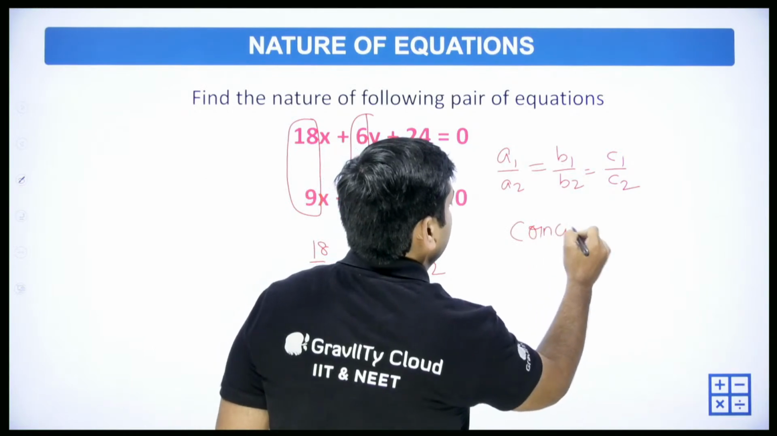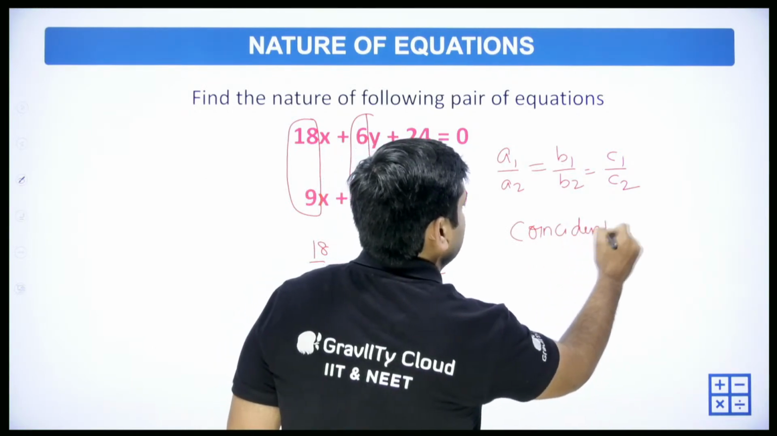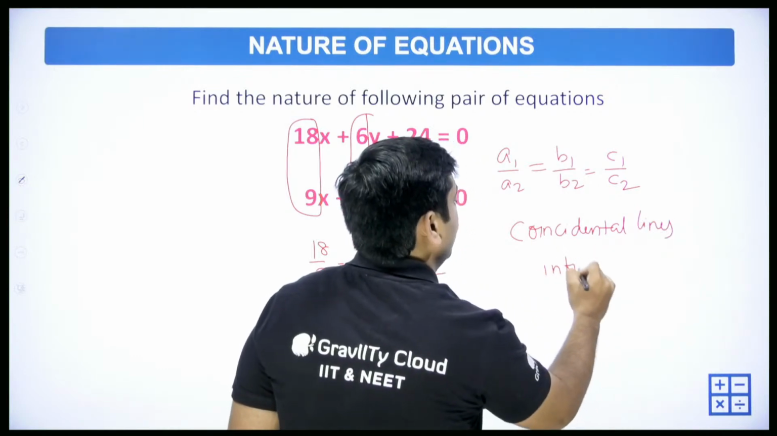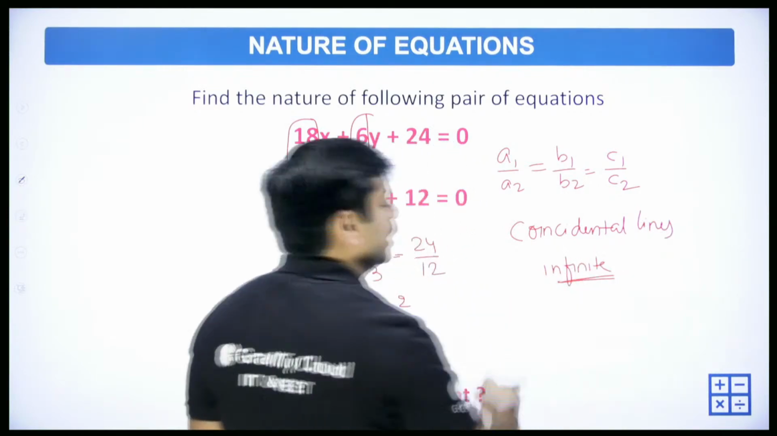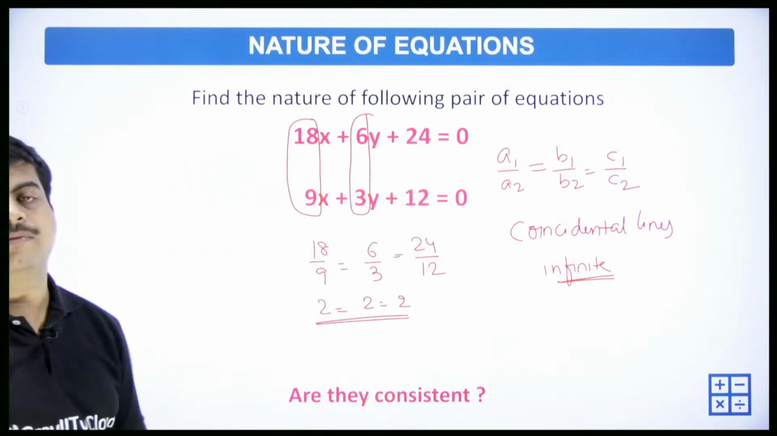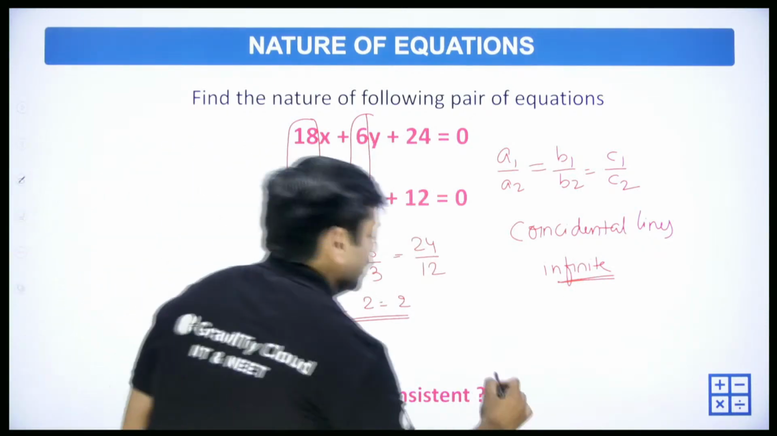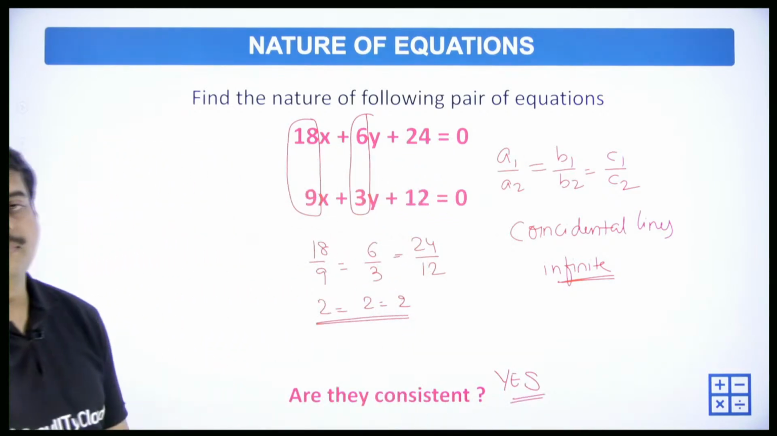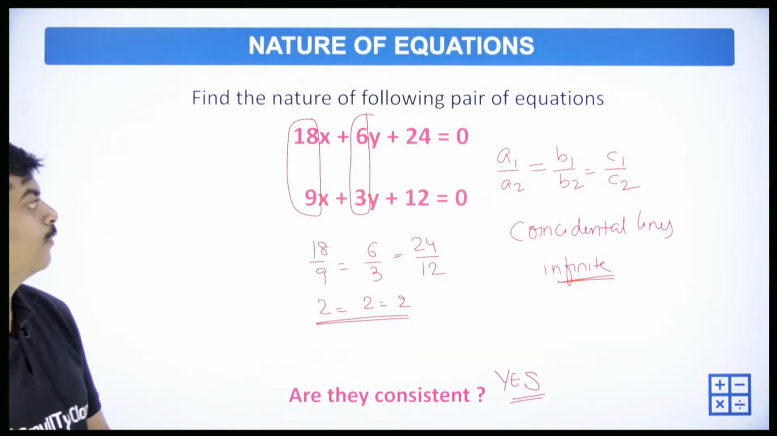Coincident lines have infinite solutions. There are infinite points of intersection between those two lines. Are they consistent? Yes. The answer is, yes, they are consistent. Right. So let's move forward to the next question.